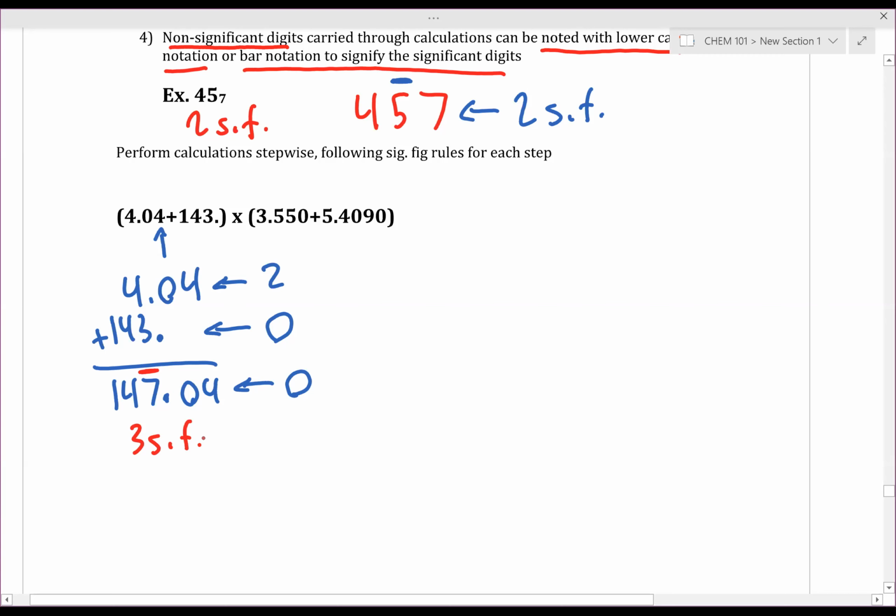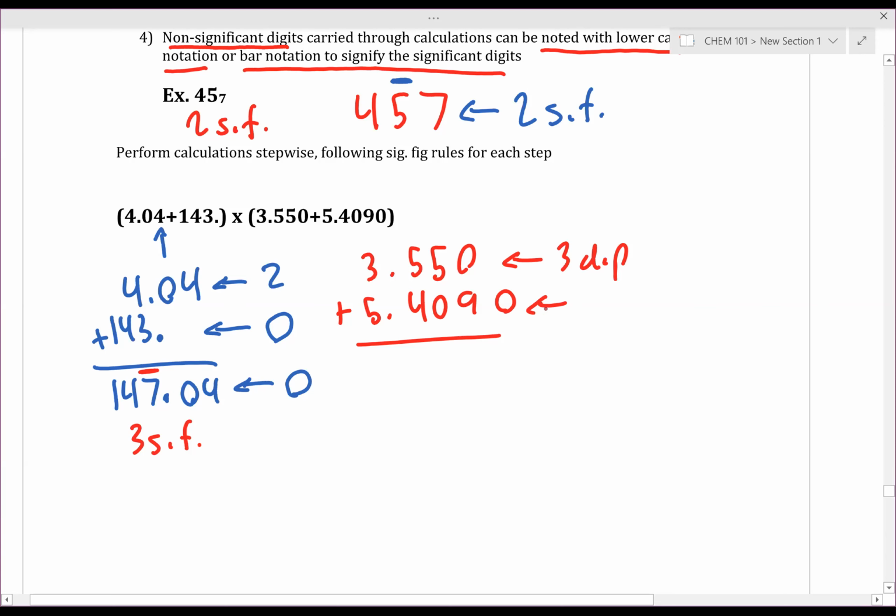Okay, in our second operation, we have 3.550 plus 5.4090. Okay, and just like before, since we're adding numbers, what do we care about? Decimal places. This top number has how many decimal places? 3. This bottom number has how many decimal places? 4. Yep. So how many decimal places should our final answer convey? 3.